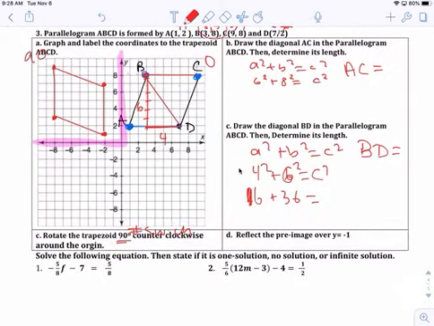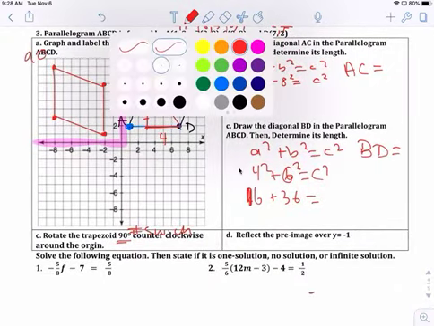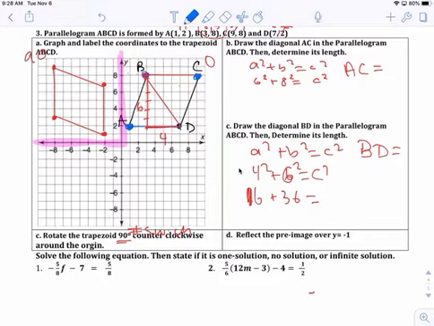Okay, reflect over y equals negative 1, okay? Reflect the pre-image. See, pre-image. Y equals negative 1 is right here. Make sure you draw on your test. This will be on your test. Make sure you draw the line of reflection dark, over negative 1, 3 over right there. It didn't say to label it anything.